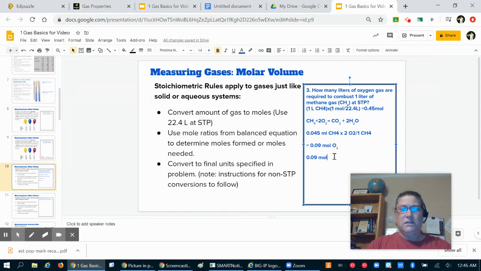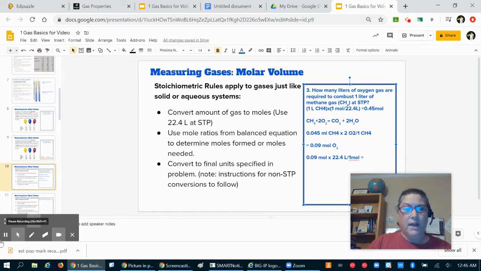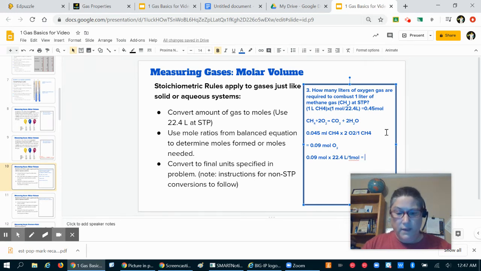So 0.09 moles of oxygen, and we know that for every 1 mole of oxygen, we're going to get 22.4 liters of gas. So we get 22.4 liters for every 1 mole. That way, moles on top, moles on bottom, they're going to cancel out. And that'll give us 2.016 liters. We were looking for oxygen, and that's going to be O2.